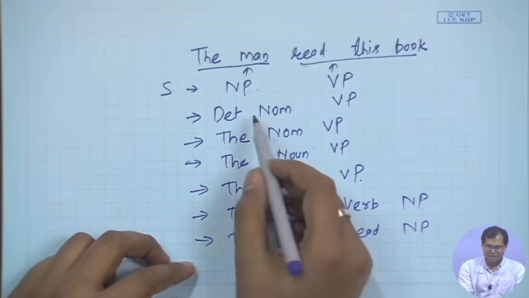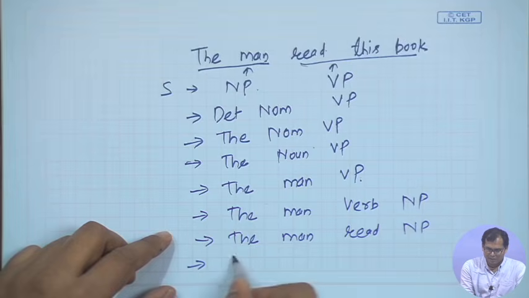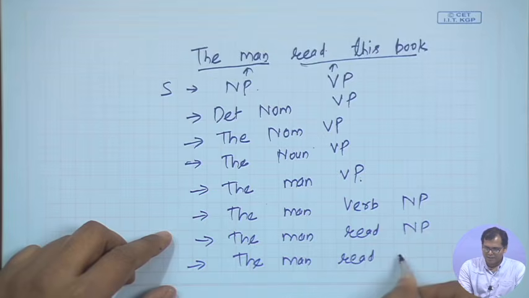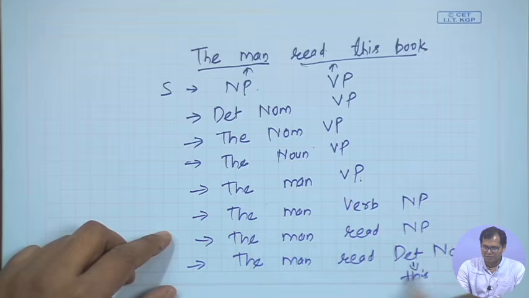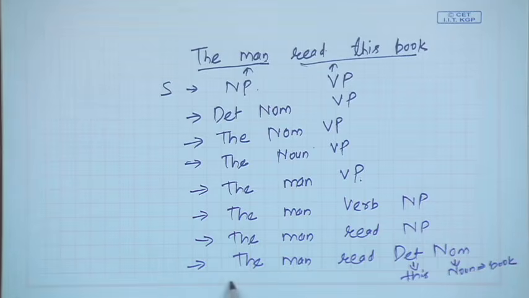So I have to again write determiner followed by a nominal. This will become a determiner. The man read determiner nominal, and this will give me this. This will give me noun, and this will give me book. And that will give me the whole sentence: the man read this book. That's how I derive a sentence using this grammar.